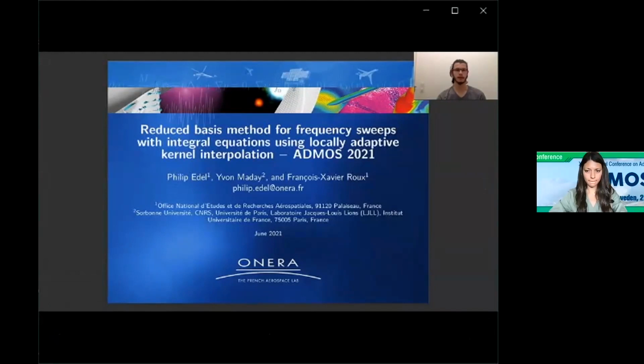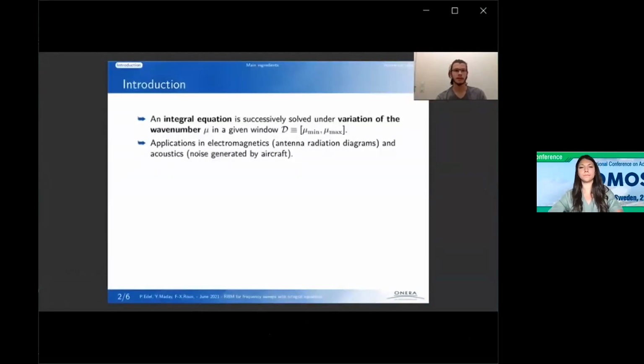Hello everyone, I am Philippe Edel from ONERA, the French Aerospace Lab. Today I would like to present my ongoing work with François-Xavier Roux, who is also from ONERA, and Professor Yvon Maday from Sorbonne Université. In this work, we consider an integral equation that is successively solved under variation of the wave number in a given window. Typical applications are in electromagnetics and in acoustics.